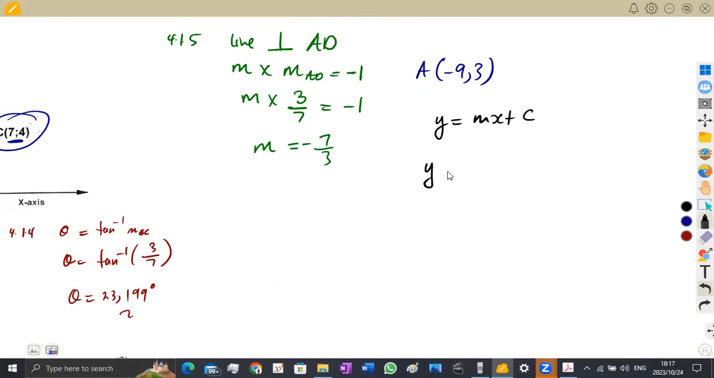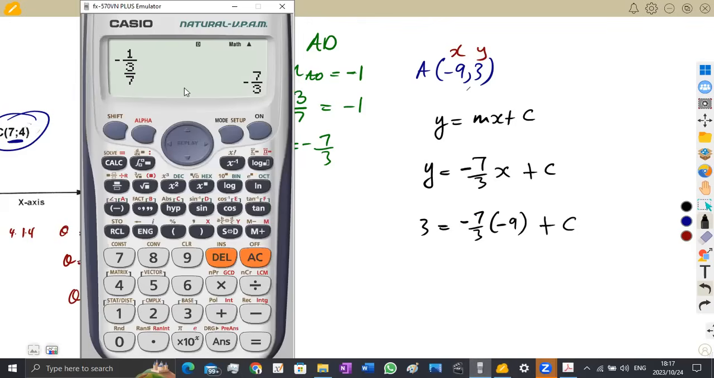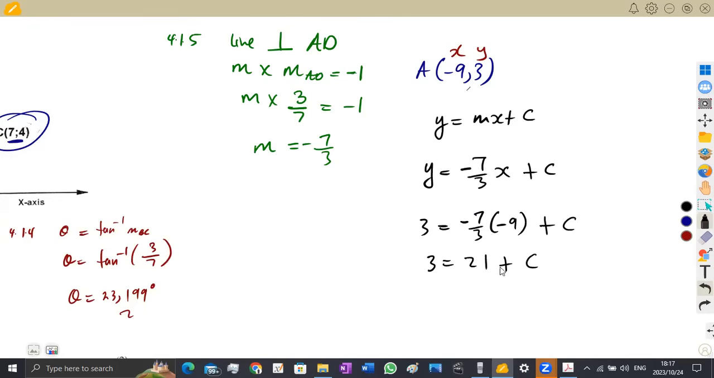So simply you're going to substitute y = m, the gradient, -7/3 x plus c. We are simply going to substitute our values. This is our x, this is our y here. So y being 3, x being -9. So that's -7/3 times -9, plus c. Let's see on our calculator: -7/3 times -9. That will be +21. So you're going to have 3 = 21 + c.